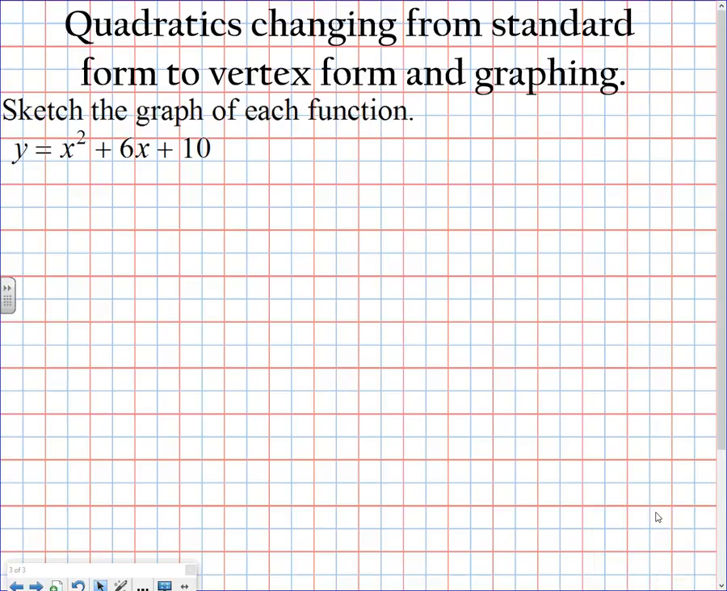Okay, in this video I'm gonna show you how to graph quadratics, but first change to vertex form and then graph it. Okay, here's the problem. We have two ways of graphing that I've shown you so far.